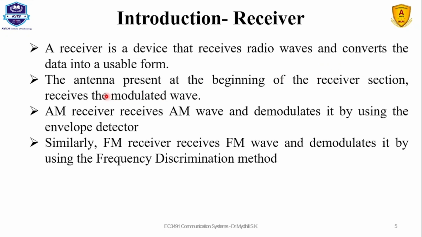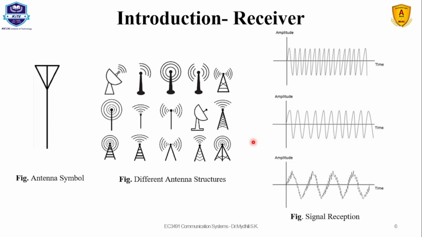transmitter side, right? So the antenna present at the beginning of the receiver station receives the modulated wave, and it is given to the demodulation process using an envelope detector in the case of an AM receiver. Whereas in the case of an FM receiver, the received FM wave will be demodulated using the frequency discrimination method. So the methods are different, but it is the same process: to get back the original message signal, we process with the demodulation path.